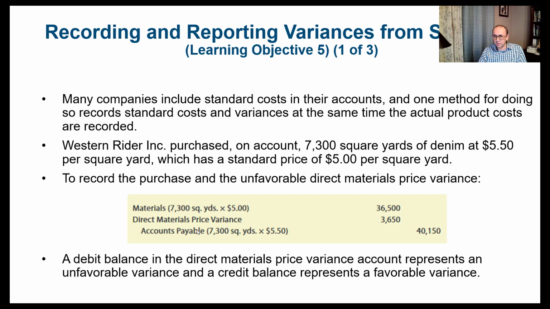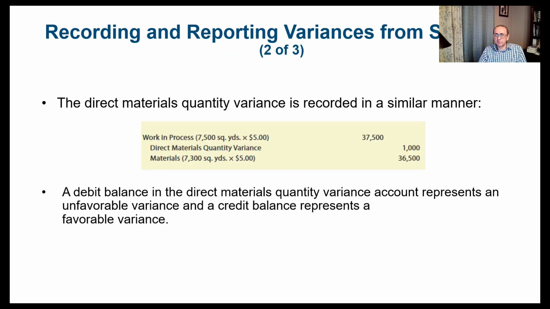The difference is the direct material price variance. And again, you see here, this is on the debit side, and it's a situation where it's considered to be unfavorable because we paid higher. So a debit balance in the direct material price variance account represents an unfavorable variance, which is what we have here, and a credit balance represents a favorable variance. Now let's see the quantity variance.